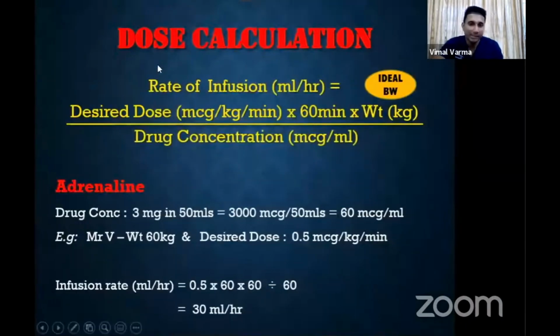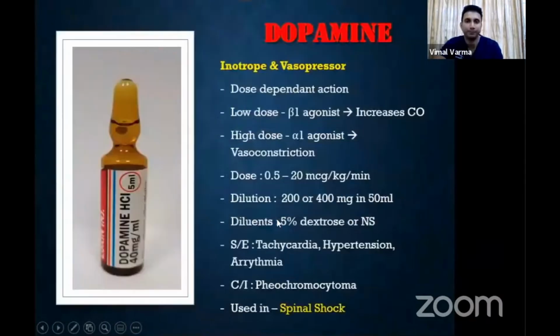Dose calculation, same formula. In the example, we take a drug concentration of 3 mg in 50 mL: 3000 mcg divided by 50 mL, 3 times 1000 is 3000, over 50 mL, is 60 mcg per mL. This is your drug concentration in mcg per mL. Again, the same person, 60 kilo, desired dose is 0.5. So 0.5 mcg per kg per minute times 60 minutes times 60 kilo divided by 60 mcg per mL, you will infuse the patient at 30 mL per hour.